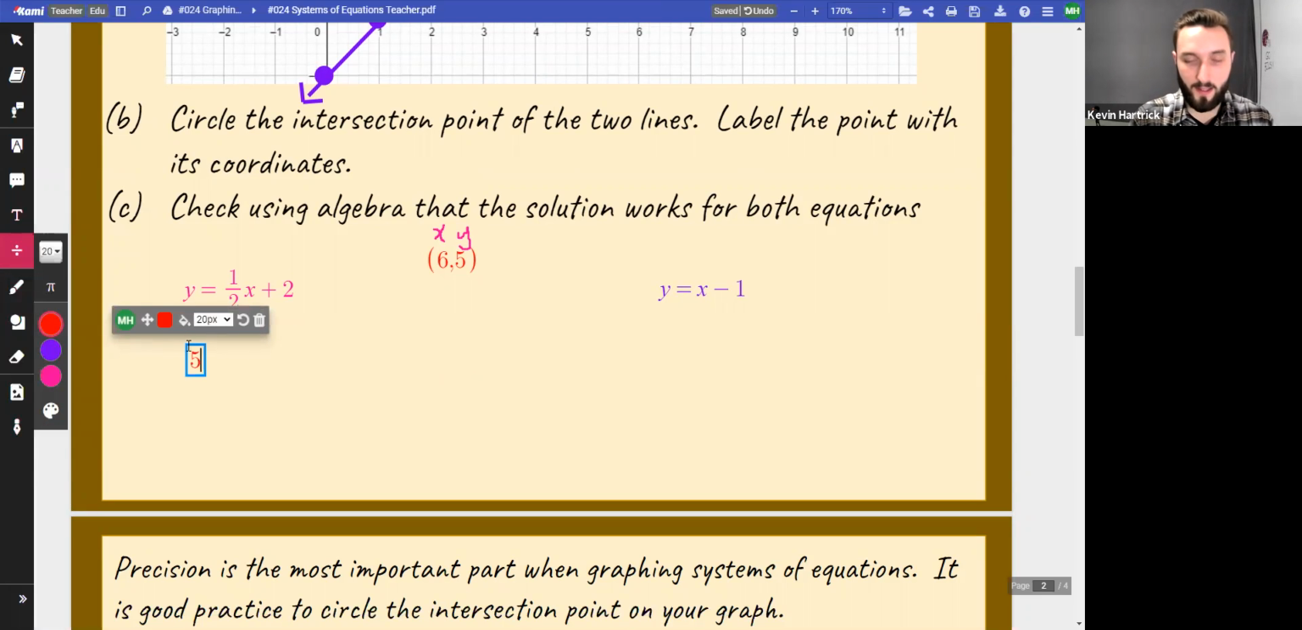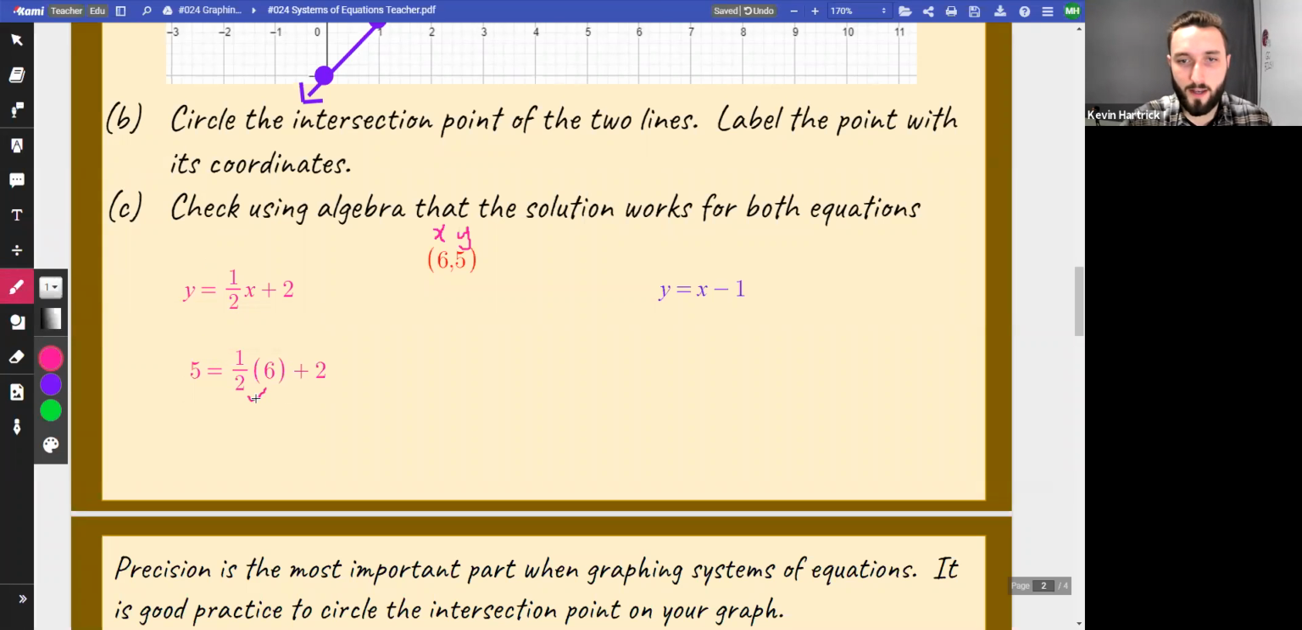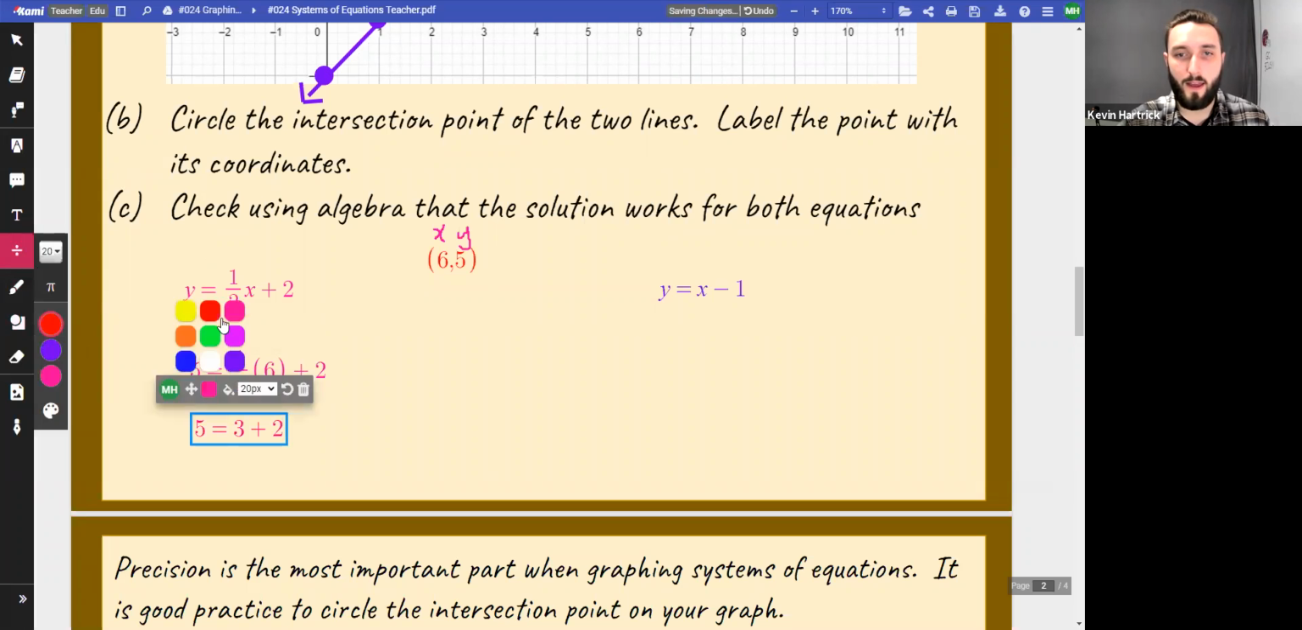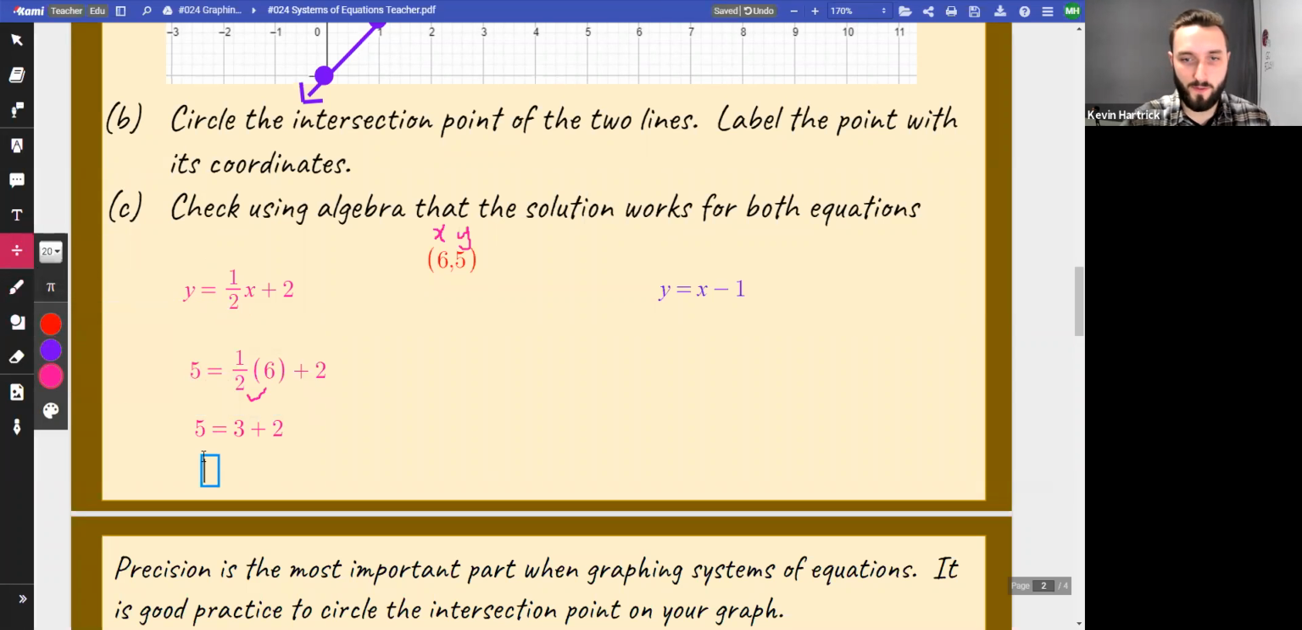So 5 is on the left side, that just stays. I'm going to put my parentheses, and inside that, after I put my 1/2, is going to go the 6. And then I've got plus 2. Again, I'm just following order of operations here. So 1/2 times 6 is 3. So I've got 5 equals 3 plus 2. And 3 plus 2 we do know is 5, so this does work out. I'm going to put a little check mark here to show that that works out for that one. Now we just have to make sure it works for the other one.